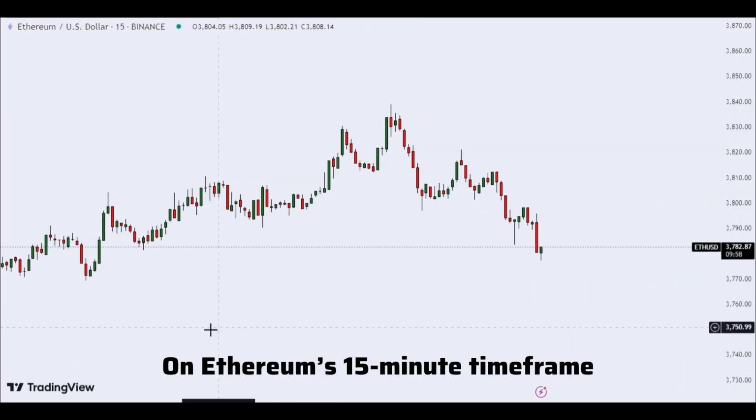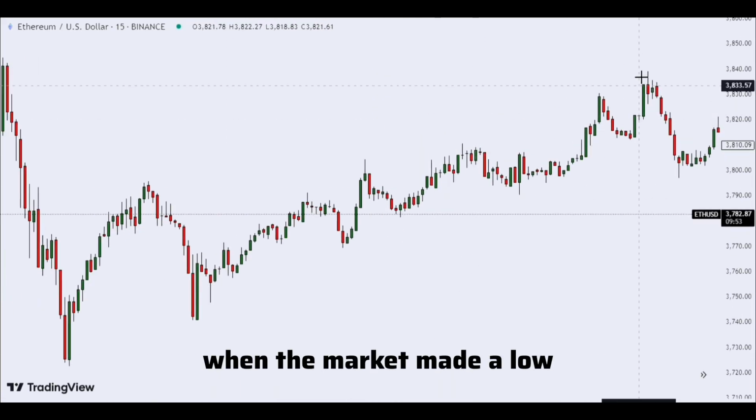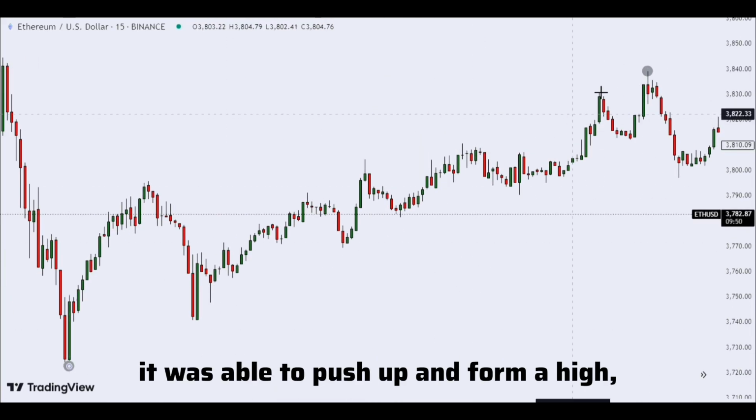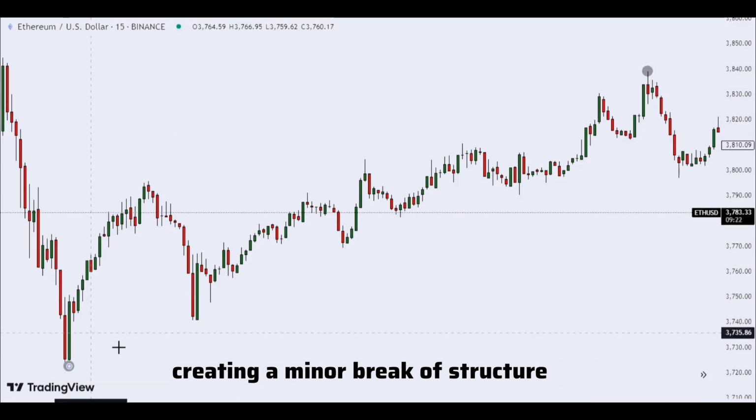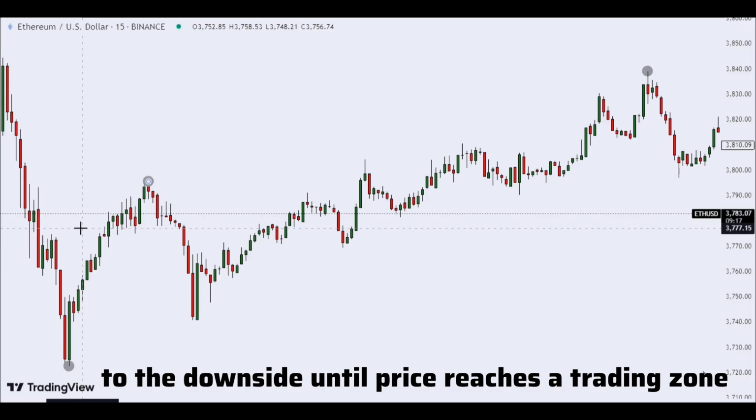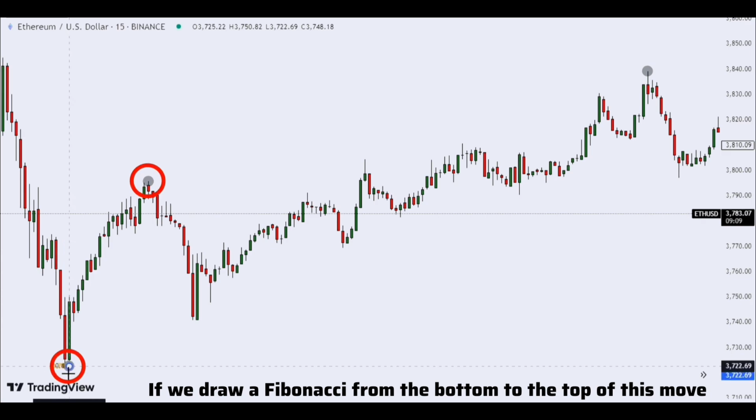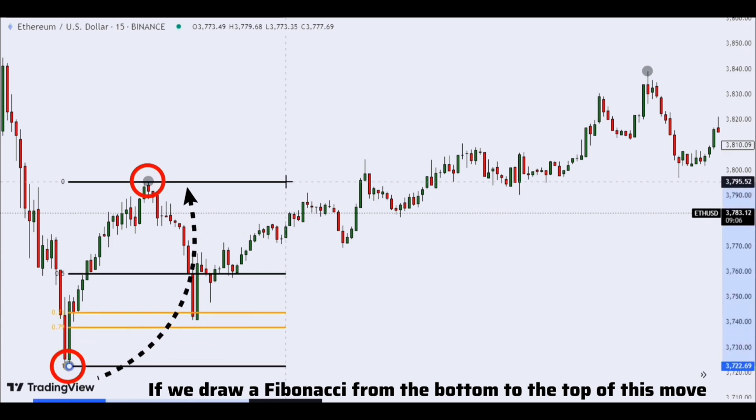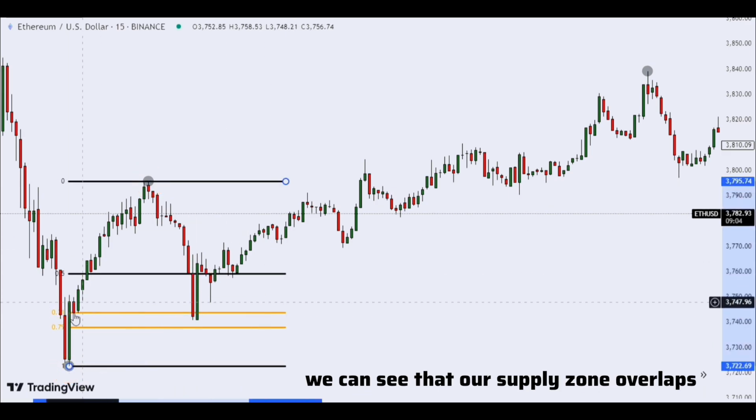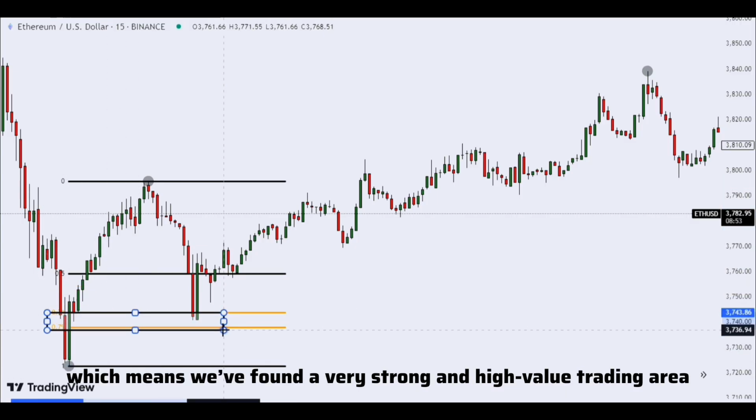On Ethereum's 15-minute time frame, you can see we're in an uptrend. When the market made a low, it was able to push up and form a high, creating a minor break of structure. After that kind of break, I'm expecting a pullback to the downside until price reaches a trading zone. If we draw Fibonacci from the bottom to the top of this move, we can see that our supply zone overlaps with a strong base move, which means we found a very strong and high value trading area.